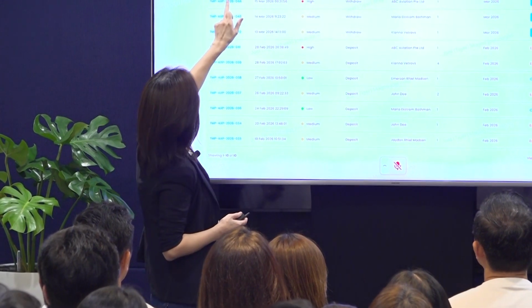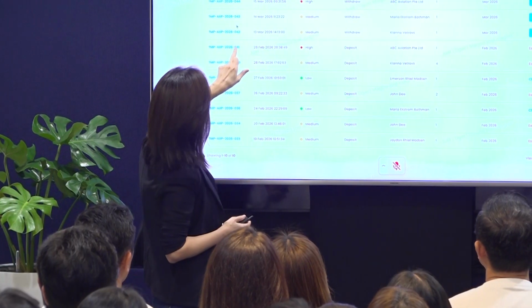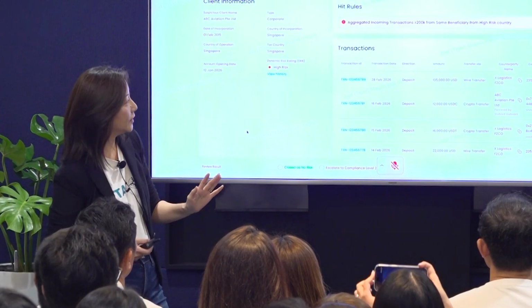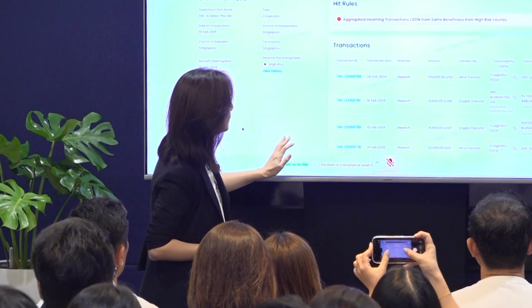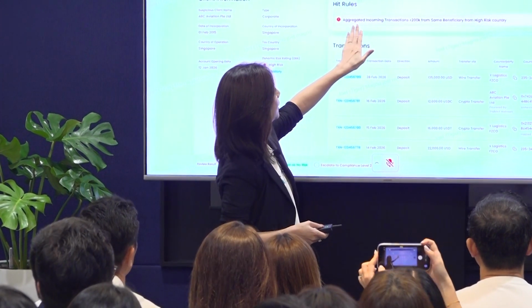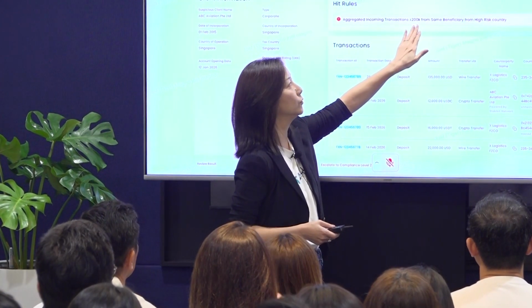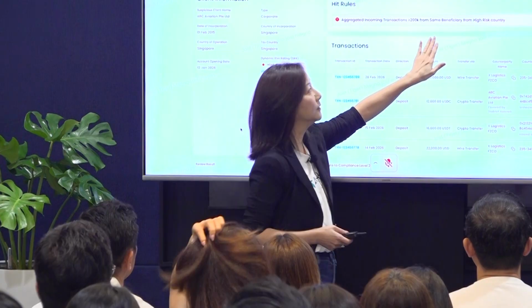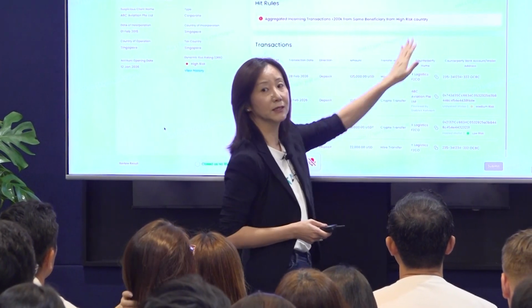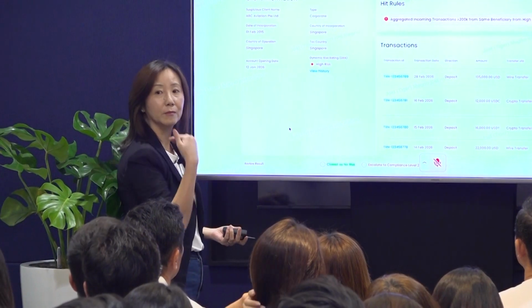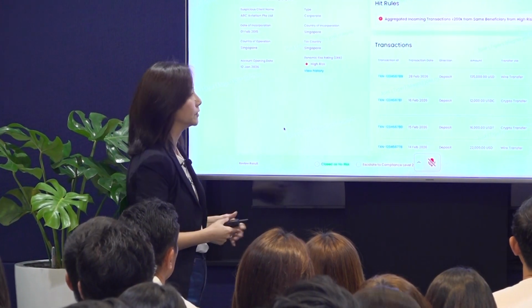Let's use this one. This is the latest deposit transaction. Okay, deposit transaction, this is also very interesting. The first one is, it hits the rules. The first one is, it hits the threshold 200,000. Then the second one is from a high-risk country, meaning the originators are potentially from high-risk countries, right?